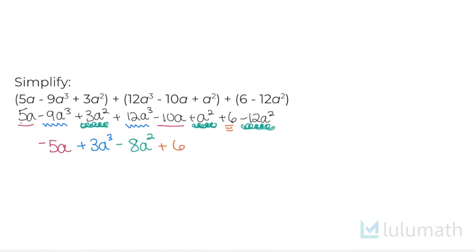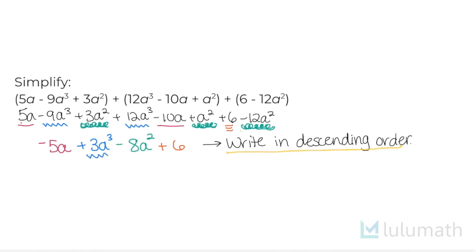Now, don't forget to make sure to write your answer in descending order. So if you see, my highest exponent is this 3a cubed, so I will write that down first. Then the next highest exponent is negative 8a squared, so that will go next. The next highest exponent after that is this negative 5a, so I will write that down next, and then the plus 6 goes at the end, and this is my answer.